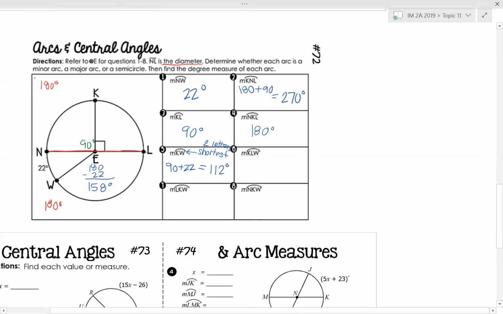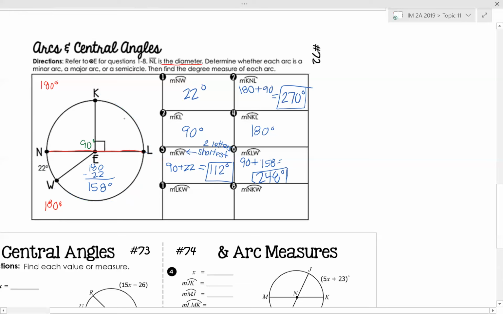Versus KLW, now that's asking us for the other piece. So from K to L to W, that's going to be 90 plus 158. And so that's going to give us 248 degrees. I'm going to box these answers where I showed work just to make sure that that's clear.